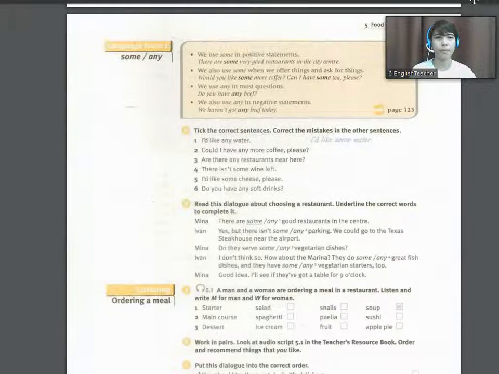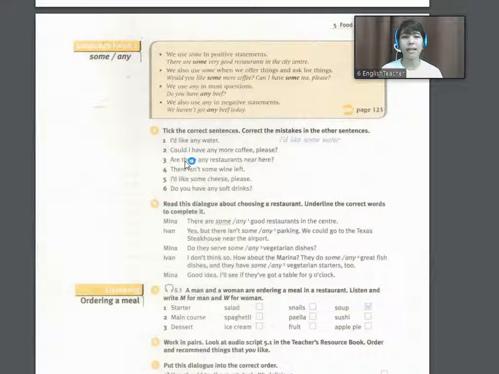Now let's try to move on. For the next part, we're going to have an activity. In this activity, we're going to tick the correct sentences, and correct the mistakes in other sentences if we find a mistake. Number 1 is done for us. I'd like any water. So the correct sentence is, I'd like some water. Very good. So, some water, because it is in a positive sentence. I would like some water. So, some can be for countable and uncountable nouns. Countable, like restaurants. Uncountable, like water.